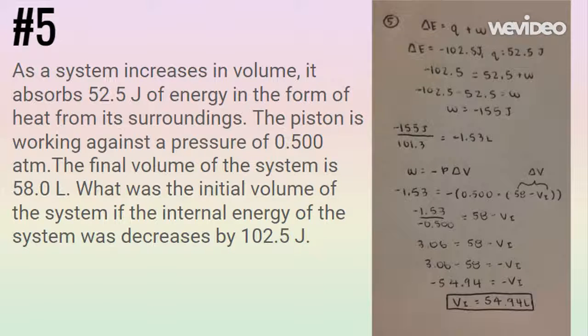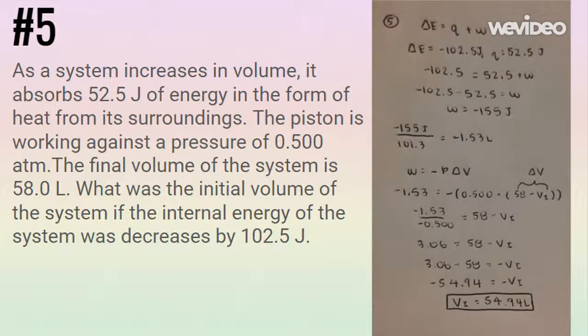For problem 5, we begin by using the equation delta E equals Q plus W. Using the numbers given to us in the problem, we can plug them into the equation, so we have negative 102.5 equals 52.5 plus W. Then using simple algebra, we subtract 52.5 from both sides, and W equals negative 155 joules. After, we take negative 155 joules and divide it by 101.3 to convert it to negative 1.53 liters.